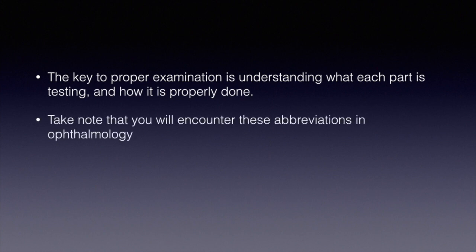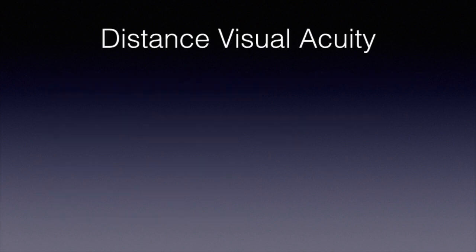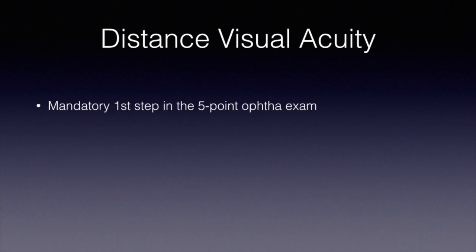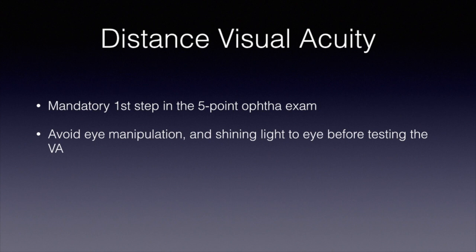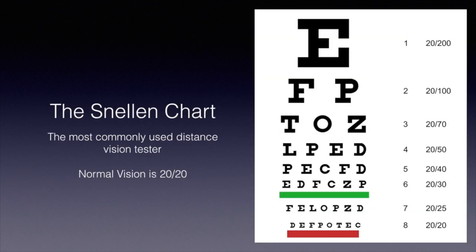done. Take note that you will frequently encounter these abbreviations as you study ophthalmologic examination. Determination of the distance visual acuity, or VA, is the mandatory first step in the 5-point ophthalmologic exam. Test one eye at a time by properly covering the other eye with an occluder. The Snellen's chart is one of the most commonly used distance vision tester charts in eye clinics. It is made up of 8 rows or lines with letters called optotypes.